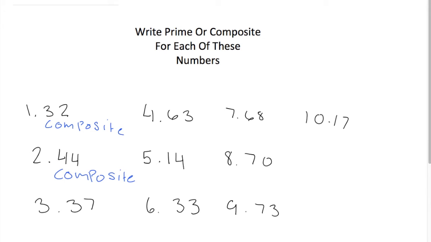Now 37. Well, 7 is an odd number, so we'll have to think. Well, 37. Well, we know 9 times 4 equals 36. But after that, I do not think any number can go into 37 except for 1 times 37 and 37 times 1. So that means this number is prime.